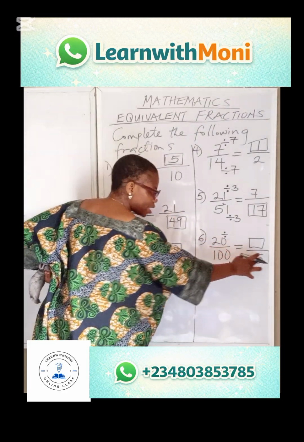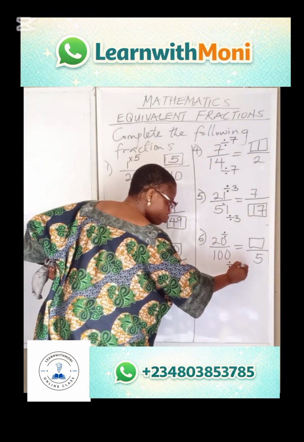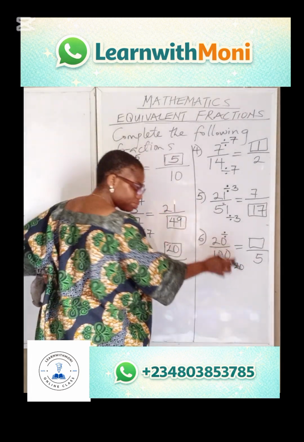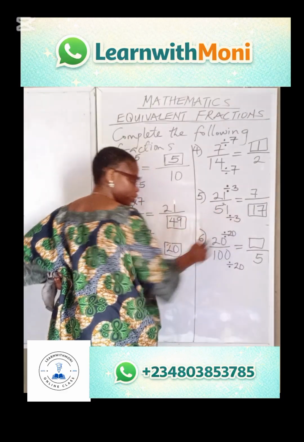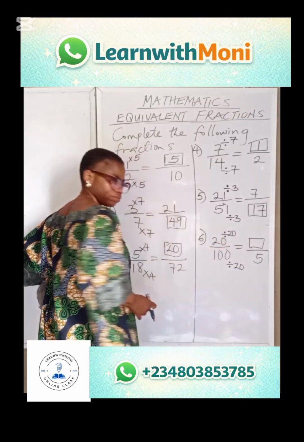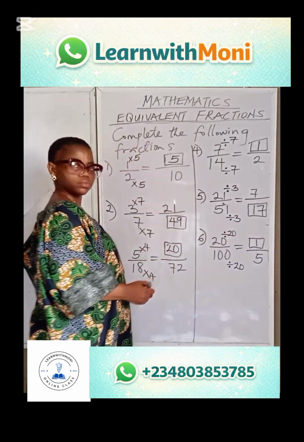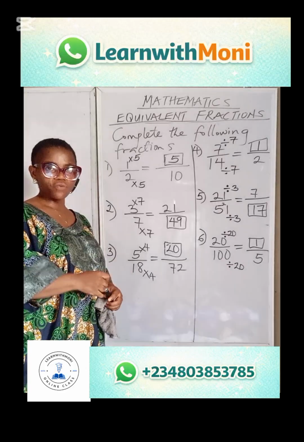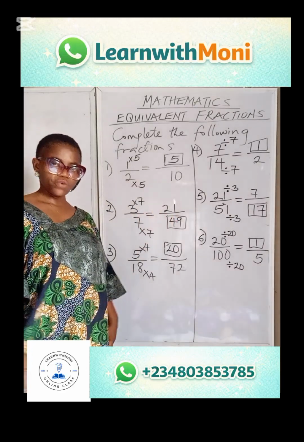So 100 divided by what will give us 5? That is 100 divided by 20. The same thing that divided the denominator must divide the numerator. 100 divided by 20 gives 5. 20 divided by 20 is 1. That means 20 over 100 is equals to 1 over 5.